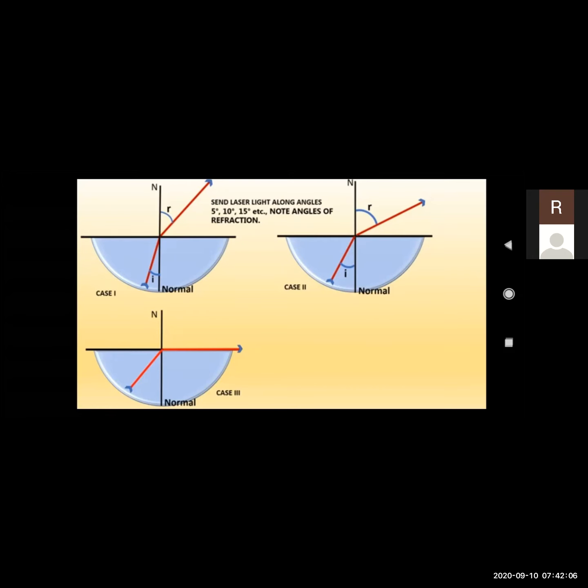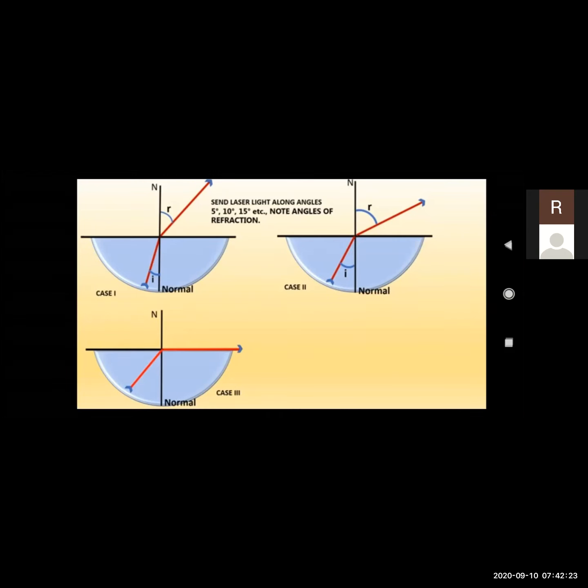Look at case 1. There are two media. One is a protractor-shaped medium, and above it the colored one is the other medium. Here light travels from denser to rarer. Angle I and angle R are shown.